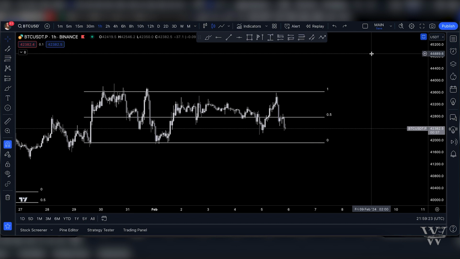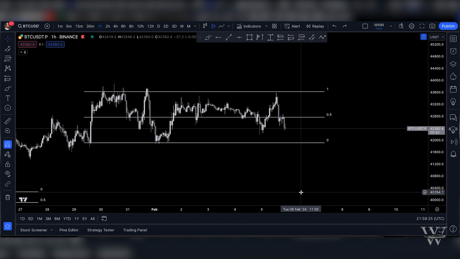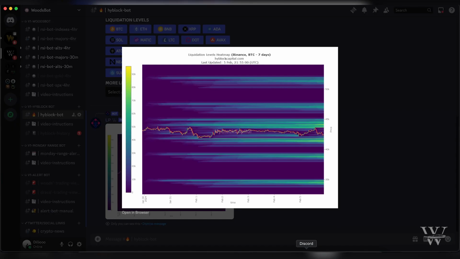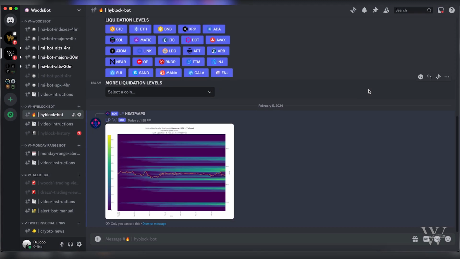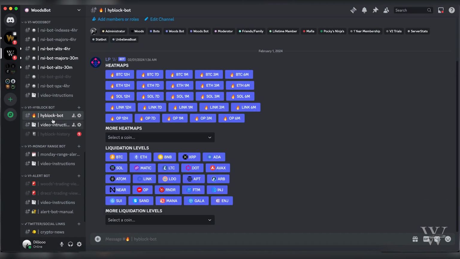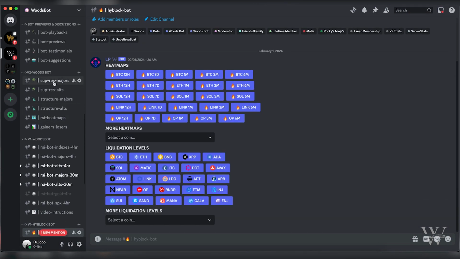So the high block bot is one way you can help identify ranges, by understanding where the liquidity is sitting, and you can map that out with your TA to get a better picture of what's going on. Another way to better understand some levels that you can use is the support and resistance majors.